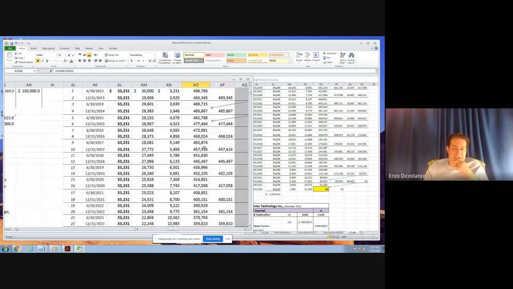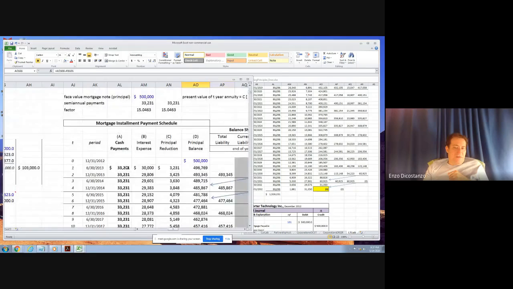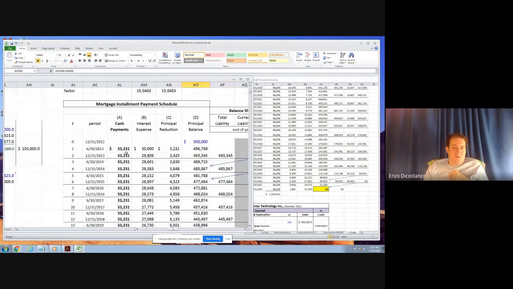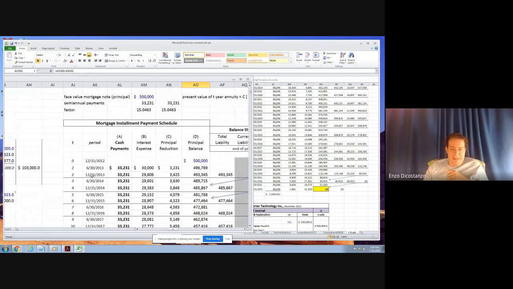So what happens is, and here, follow me through this. You have a $500,000 loan. You agree to make 40 payments of $33,231 over 20 years. We have all the dates here. It's June and December. We are very easy to keep that in mind.